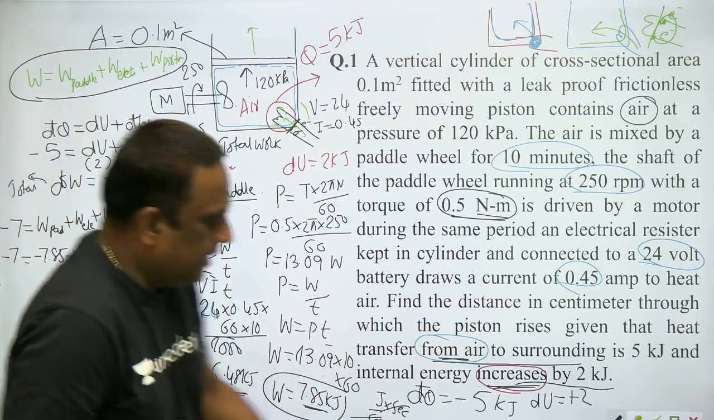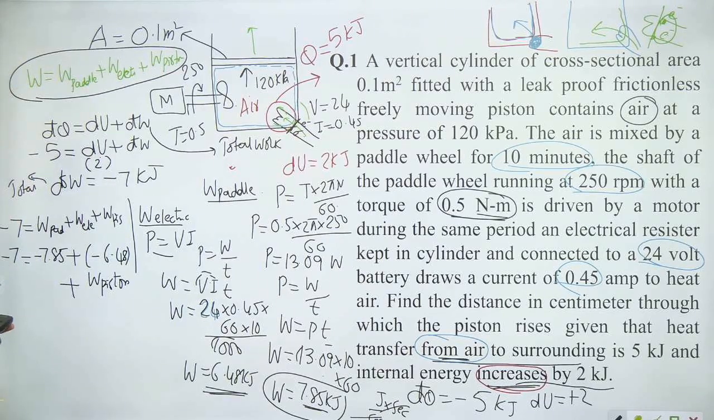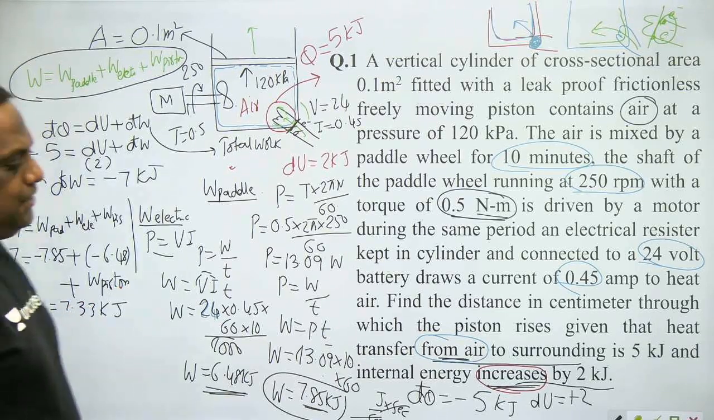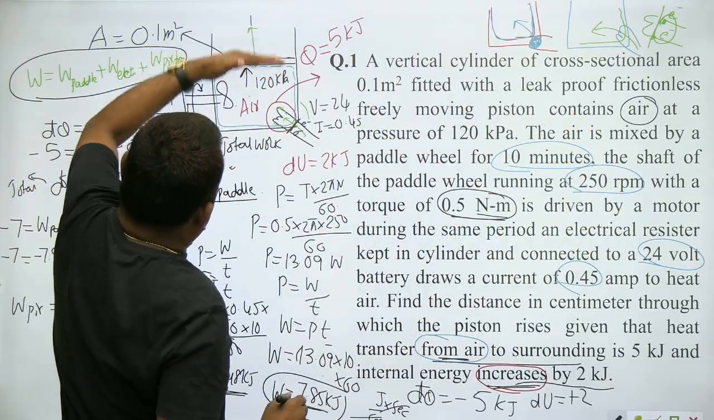And how much is it coming to? Once more, let me calculate. 7.85 plus 6.48. This comes to minus 7. So this piston work will be equal to 7.33 kilojoule.